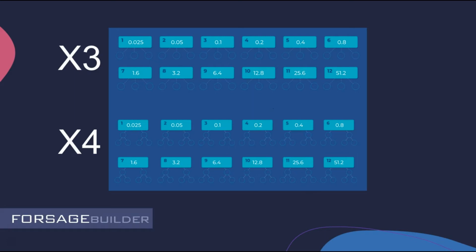First, you will notice 12 levels, or slots as Forsage calls them, in both of the programs with a specific amount of Ethereum associated with each slot. This ranges from 0.025 Ethereum in slot 1 and doubles each slot up to 51.2 ETH in slot 12. Let's take a closer look at slot 1 in X3.